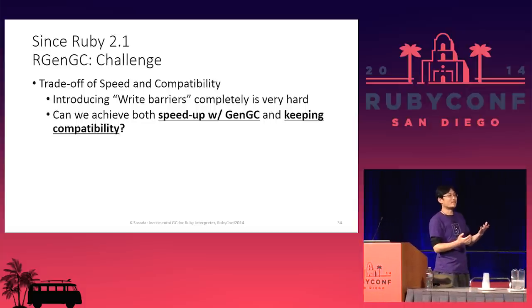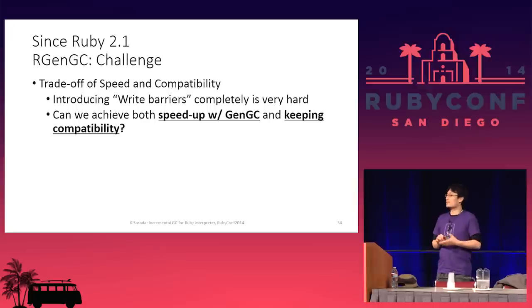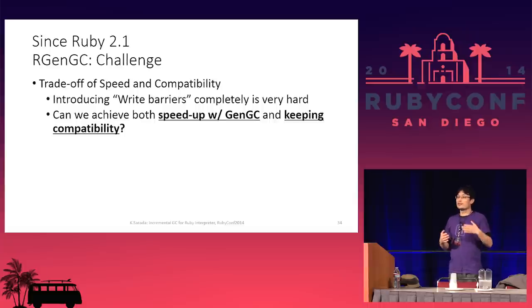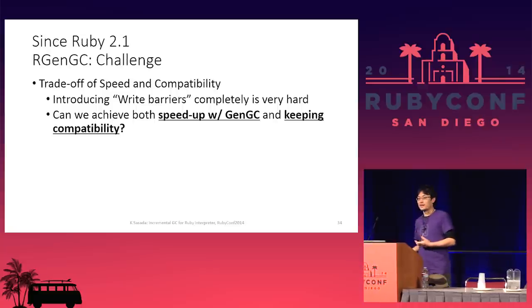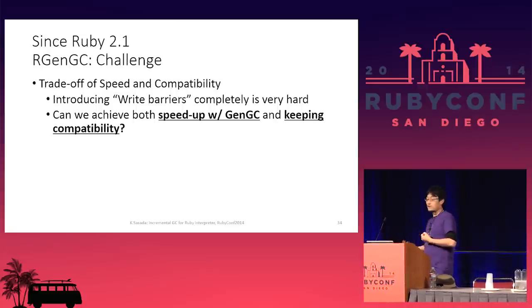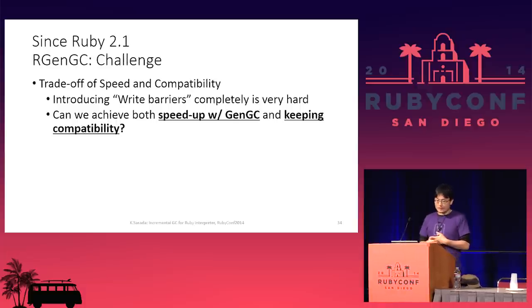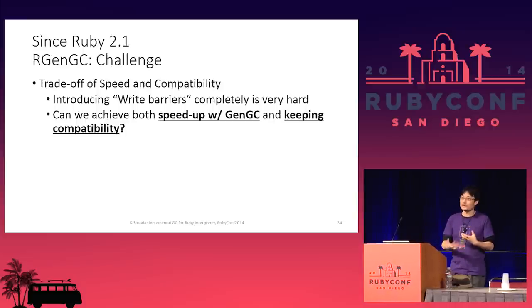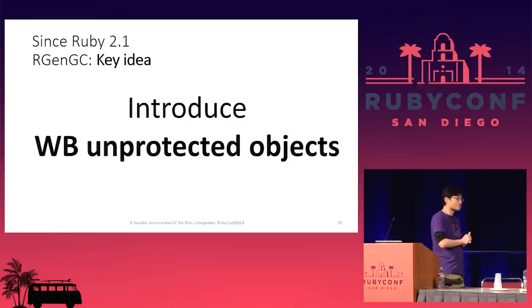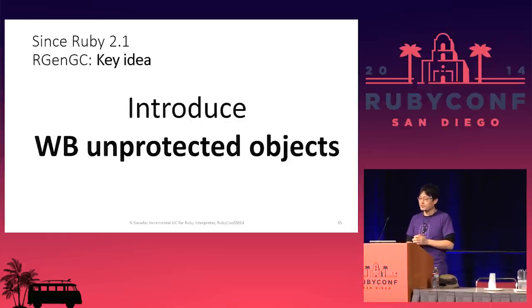If we can see the source code on GitHub or something, we can send a patch, but some third party extensions are not open or published, so we cannot touch them. So it will be a big issue about compatibility. This is why we cannot use generational garbage collection before Ruby 2.1. And RGenGC uses write-barrier-unprotected objects.